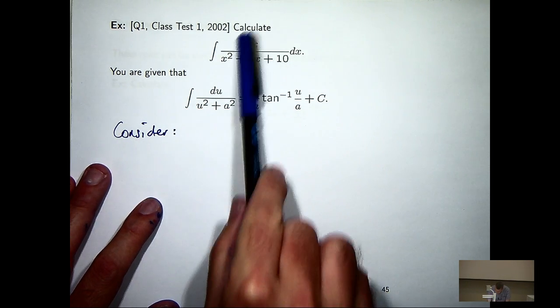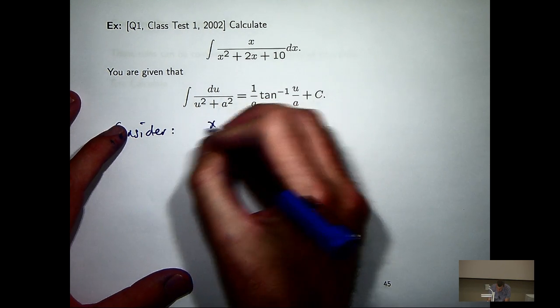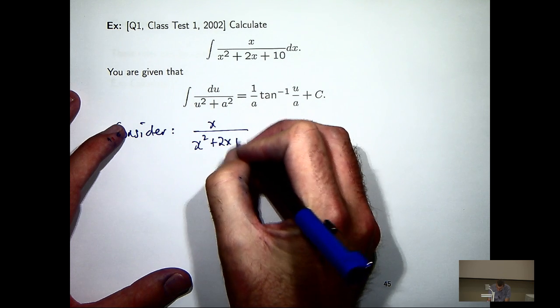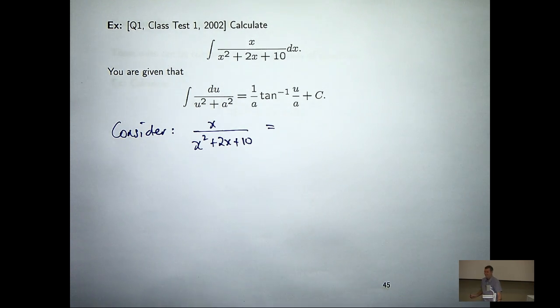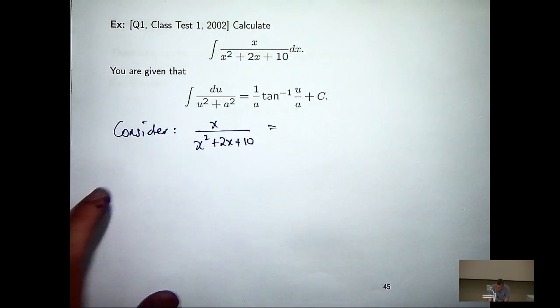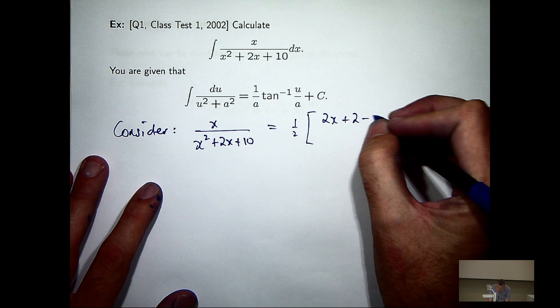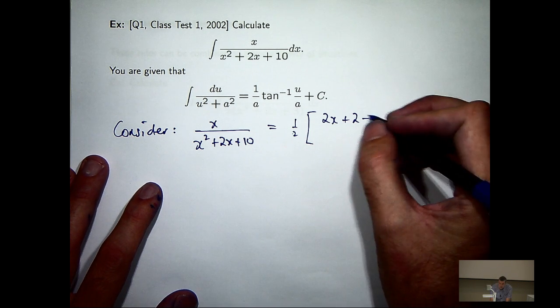is play with the numerator so I get the derivative of x squared plus 2x plus 10. So I need to turn that x into something like 2x plus 2. How can I do that? Well, what I can do is actually multiply by 2, divide by 2, and add and subtract. Okay, so I'm going to... I guess that should be a 4, right?